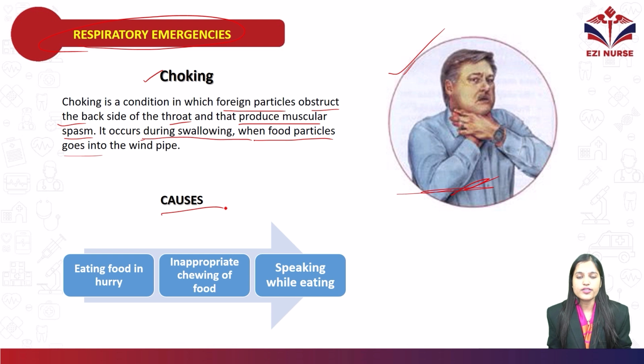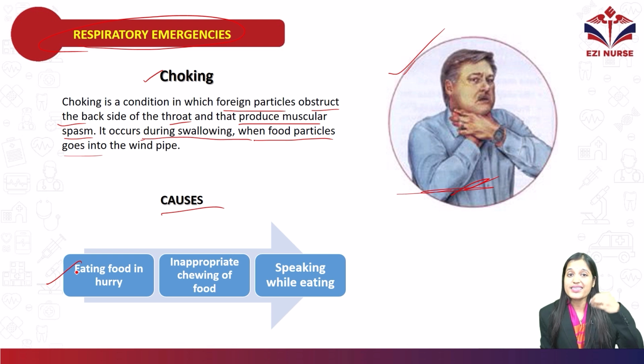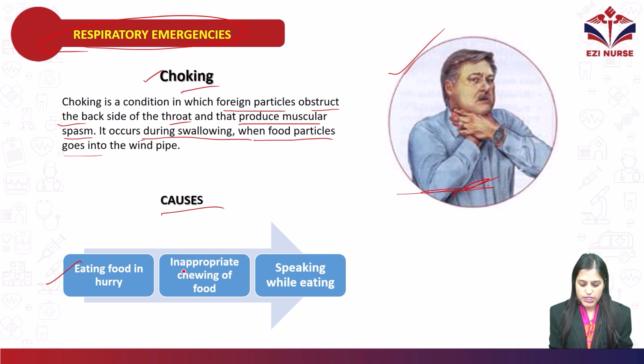So what are the causes of choking? First one is eating food in a hurry. When you are getting late, you are in a hurry and taking the food, so suddenly the food may get stuck in the windpipe. That is also one of the causes of choking. Next one is inappropriate chewing of the food. Then speaking while eating. When you are eating food and speaking with some other person, suddenly some food item may get stuck in your windpipe. So those are the causes of choking.